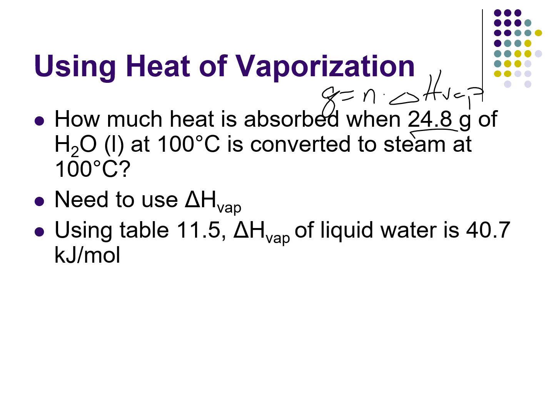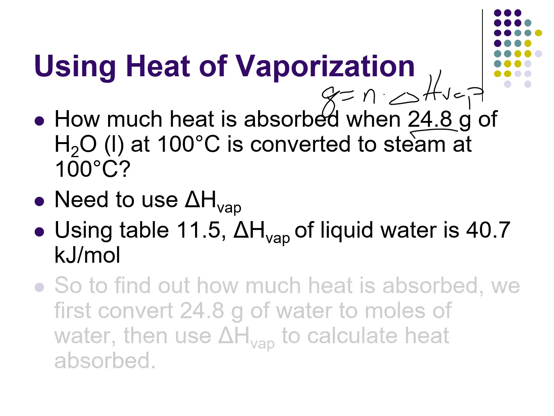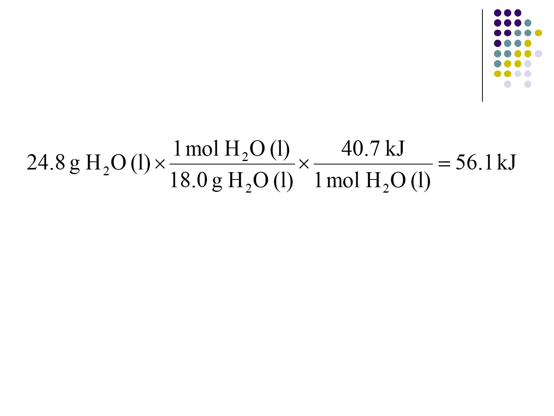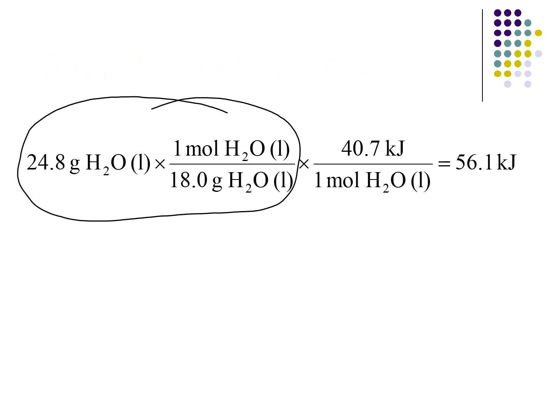So we look up the delta H vaporization, it's 40.7. We're going to turn that 24.8 grams of water to moles, which is what I'm doing right here. You could actually do this as two separate steps. So this is just turning the grams to moles. Then I would multiply by 40.7. You can do it as stoichiometry. You can do it as two separate things. Personally, I'd probably do it as two separate things.